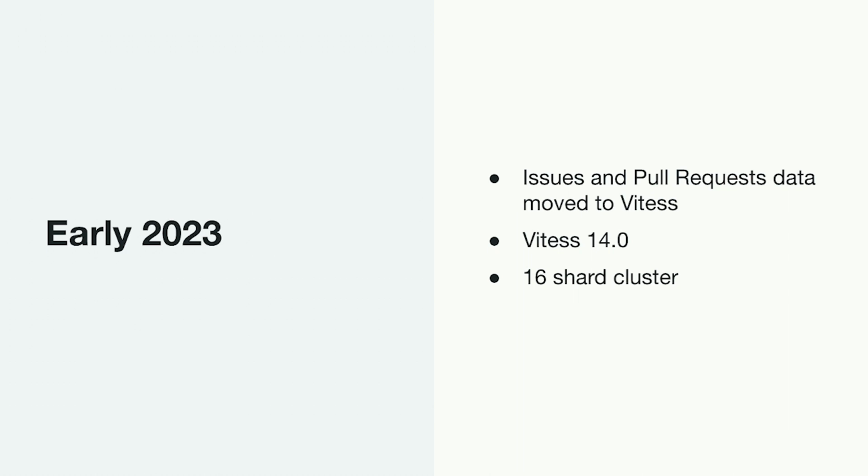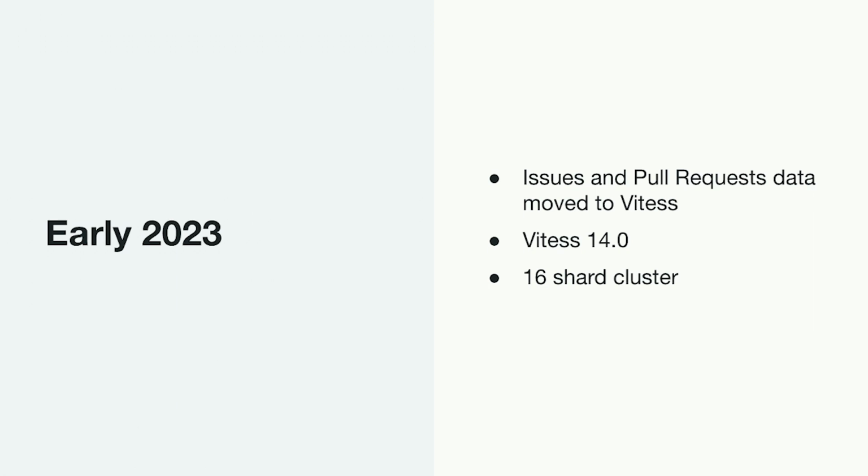In early 2023, we also moved the issues and pull request data to Vitess using Vitess version 14, and we immediately set this up as a 16-shard cluster because we didn't want to run into the same problem as with the actions and checks cluster, where these shards become massive.